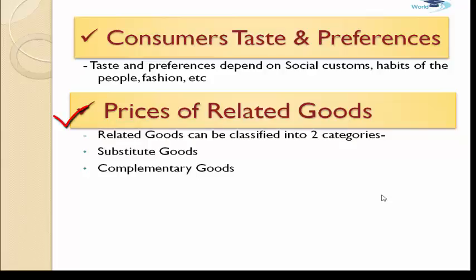Complementary goods. Complementary goods are those goods which are complementary to one another in the sense that they are used jointly or consumed together to satisfy a given want, like car and petrol, gas and gas stoves are examples of complementary goods.